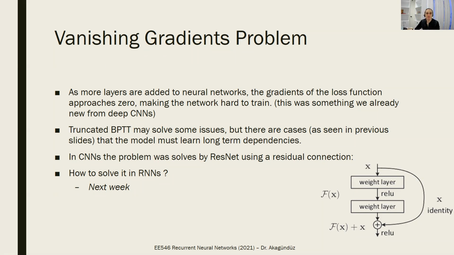So how can we solve this problem? We want to feed the whole sequence, and we still want to train the network.